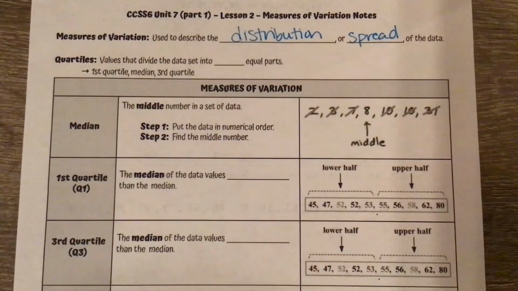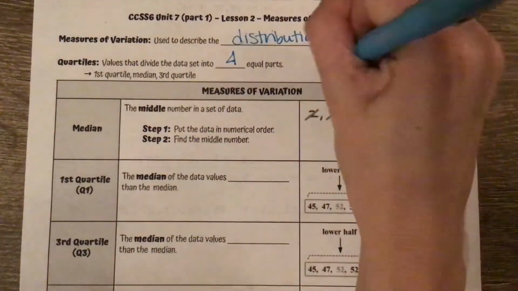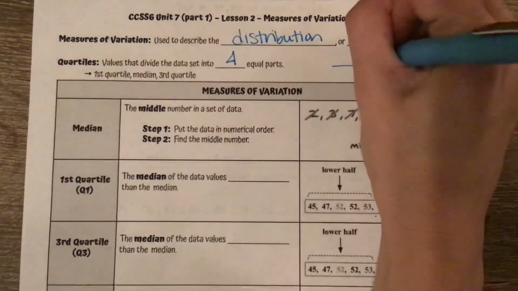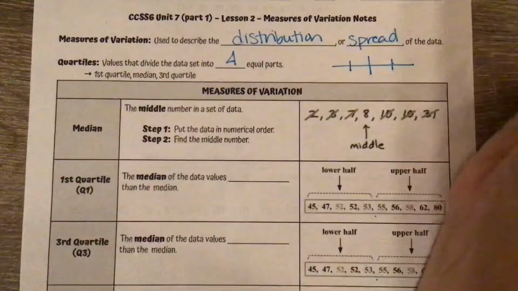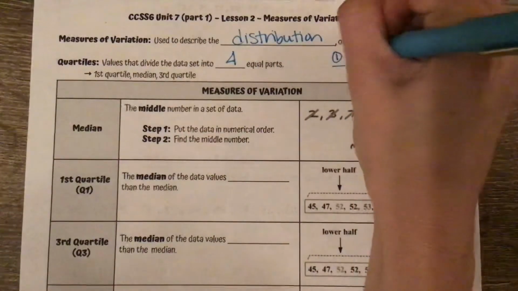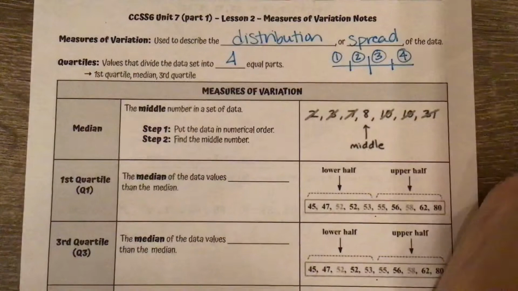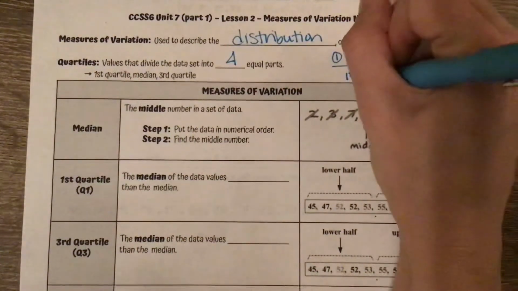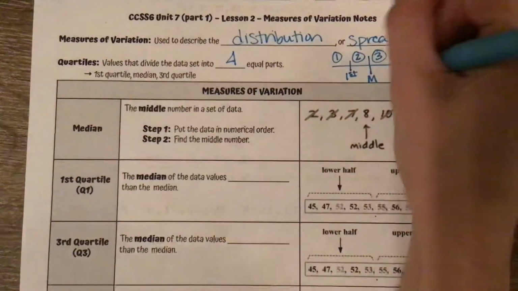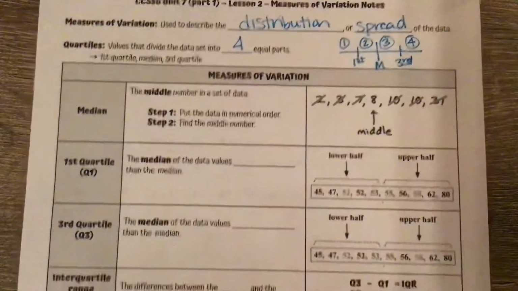We have quartiles, which are values that divide the data set into 4 equal parts. So imagine if you had a data set, you split it in half, and then you split the bottom in half, and you split the top in half. Now we have 1, 2, 3, 4 equal parts. So we're going to have what we call our first quartile, our median, which we already know how to find, in the middle, and our third quartile, and that's what splits it up into these 4 equal parts.